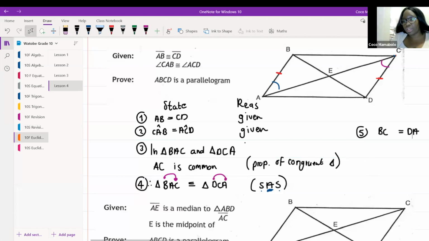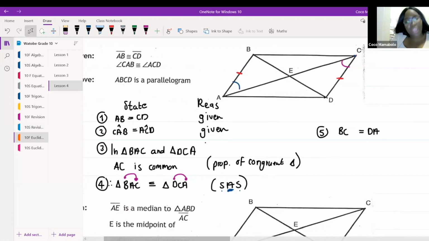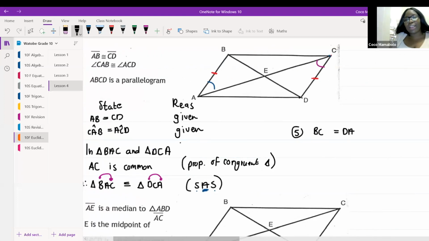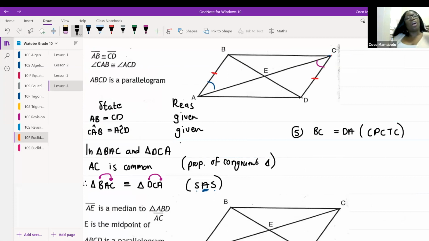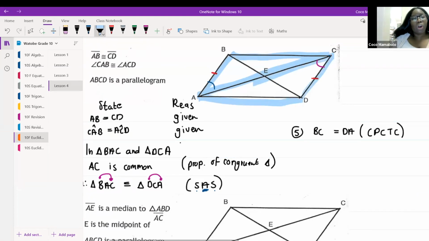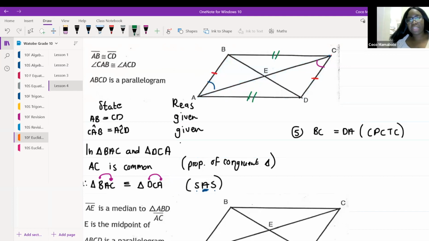Just going to scroll over to the side. The reason for this is that long thing that I told you to memorize: CPCT, the corresponding parts of congruent triangles are congruent. That means that if this triangle is congruent to this triangle, then all the other sides will be equal to each other. That means that this side will be equal to this, and this side is common.